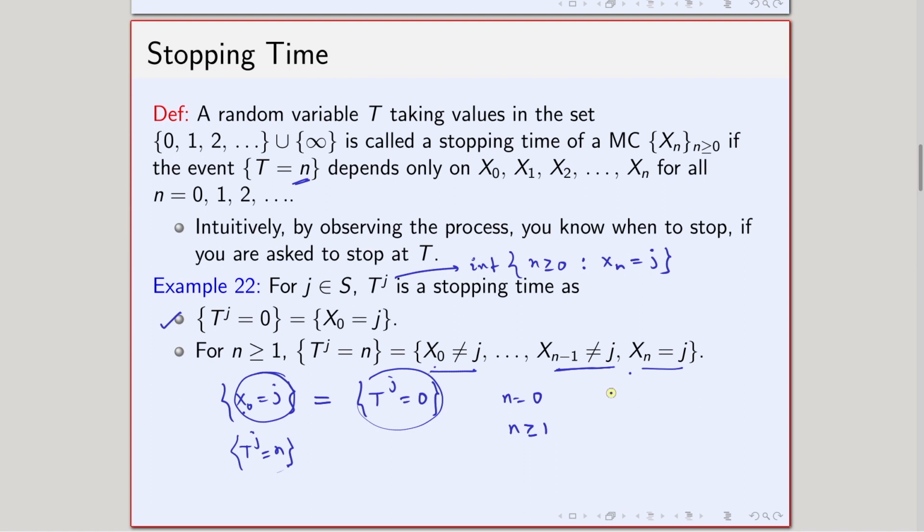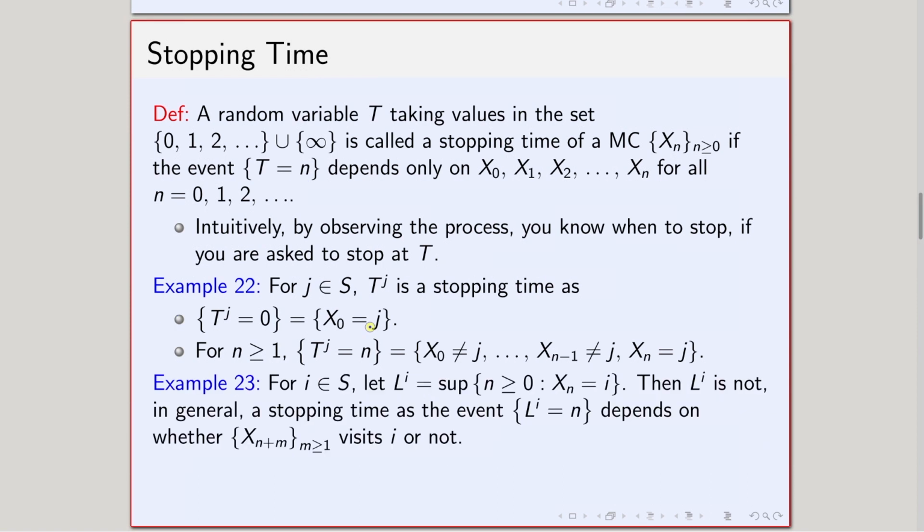Again you see that if I know the values of x0, x1 up to xn, then I can tell whether Tj equals n has occurred or has not occurred. So seeing this quantity, I can tell whether Tj equals n has occurred or not, and that's why this Tj, which is the hitting time, is also a stopping time. Hitting time to the state j is always a stopping time for that Markov chain.